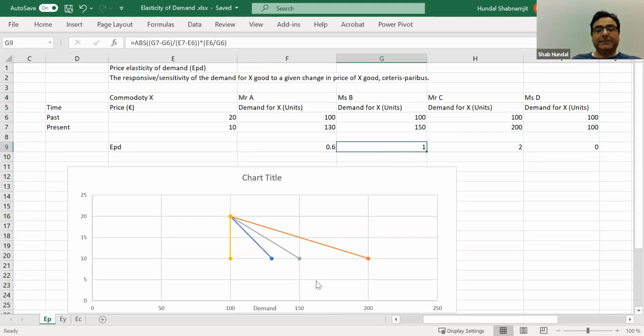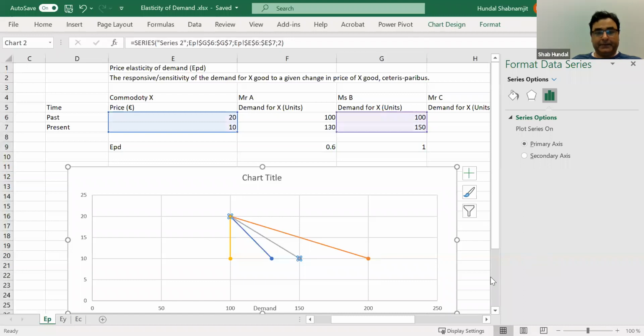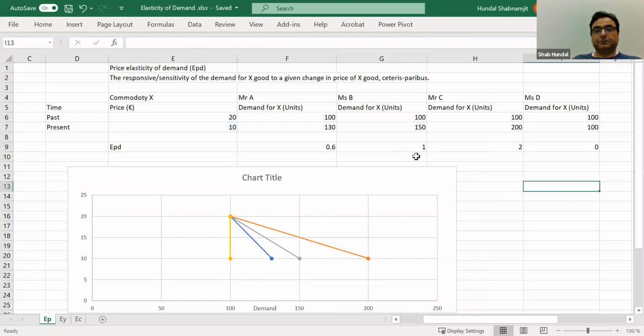Okay, and where is Miss B here? I think she is here on the gray line. And you can see that if I draw this hypothetical angle here, if it is 1, then it should be about a 45-degree angle. Those students who know a little bit of geometry will find that if I draw this angle of the gray line on the x-axis, the angle is 45 degrees, because the reaction is perfectly in proportion.